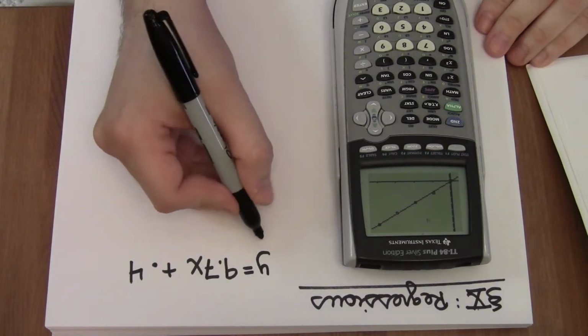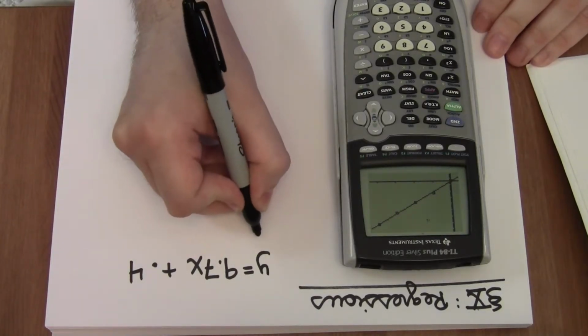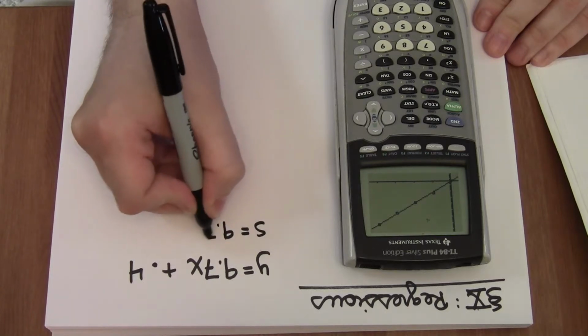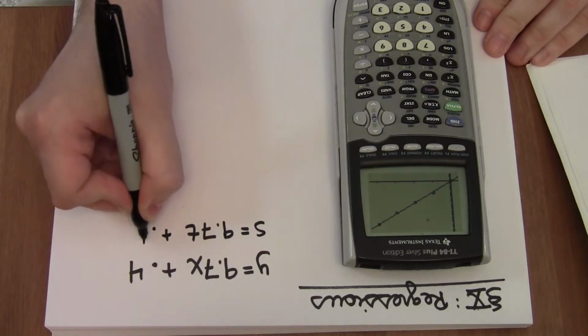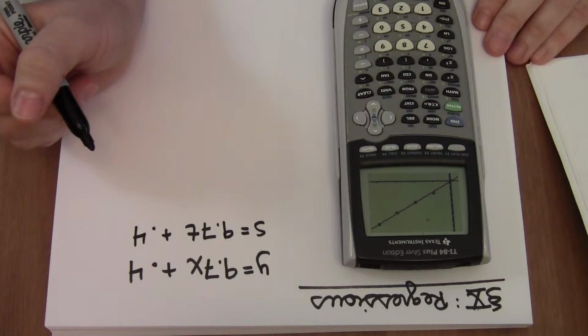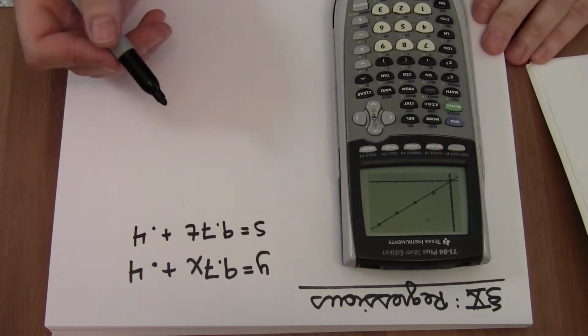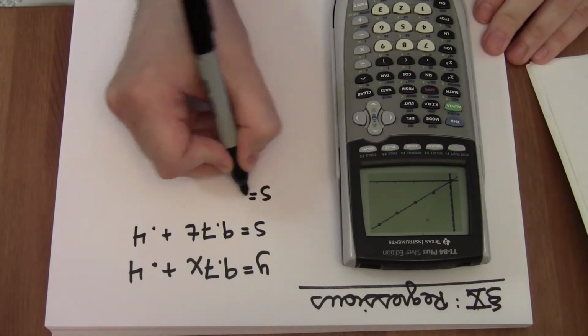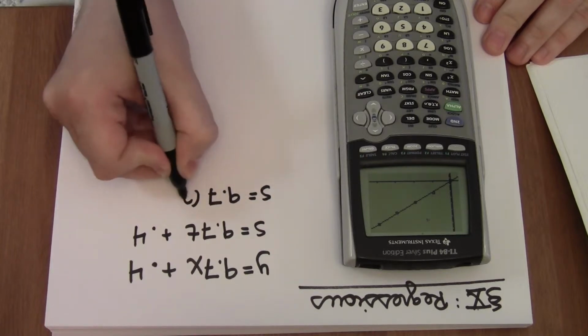So using the variables we were given, we didn't really have x's and y's, we had s's and t's. We'd have s equals 9.7t plus 0.4. We're asked to predict the speed after 2.5 seconds. Well, all we'd have to do there is plug in 2.5 for our t.